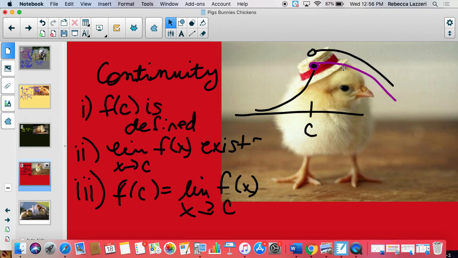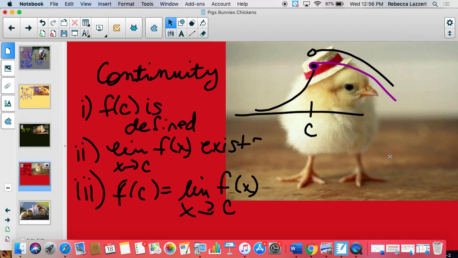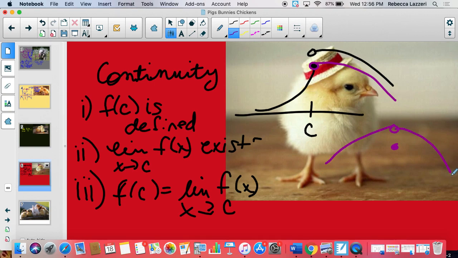Is f of c defined? Yes. Does the limit of f of x as x approaches c exist? Yes. And are they indeed the same thing? Yes. That proves continuity. So I have an f of c. I have an f of c. I have a limit of f of x as x approaches c.